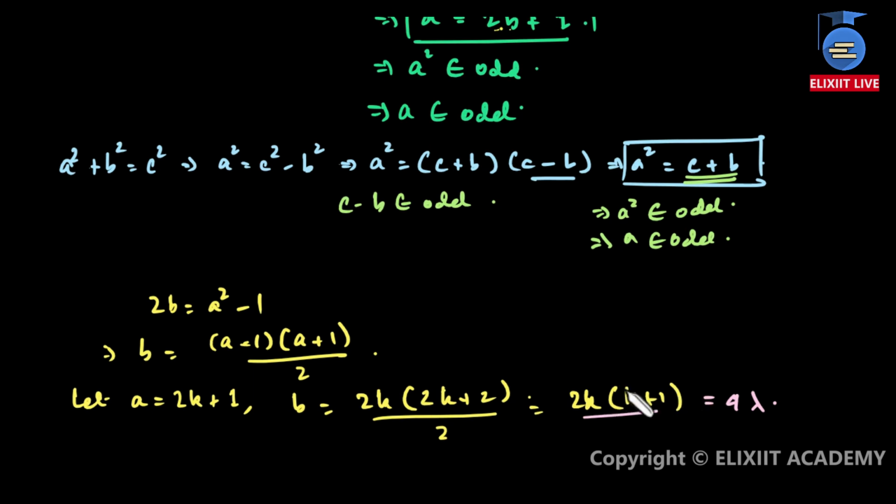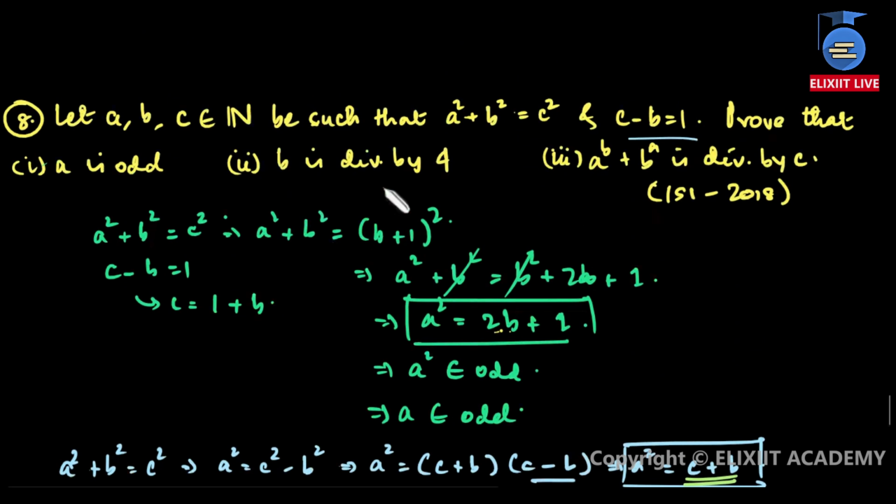And the product of two consecutive numbers is divisible by 2. So you have 2 in the front, and the other part is a multiple of 2, so 2 into 2 lambda, which is 4 lambda. So this entire product is a multiple of 4, basically divisible by 4. Which means B is of the form 4 lambda, 4 divides B. So B is divisible by 4. We have done this.